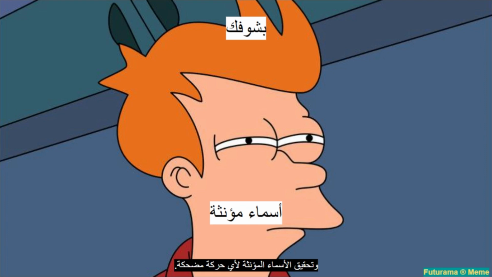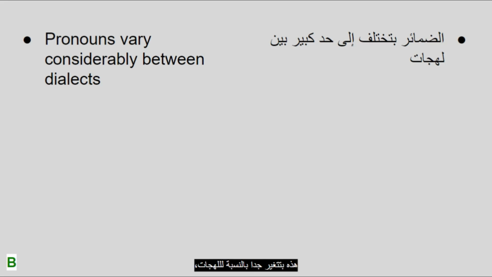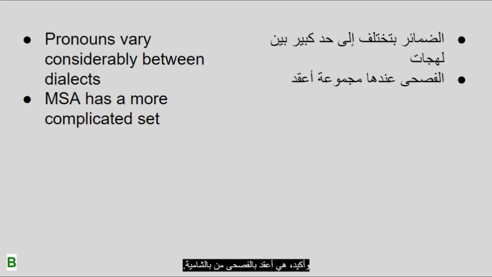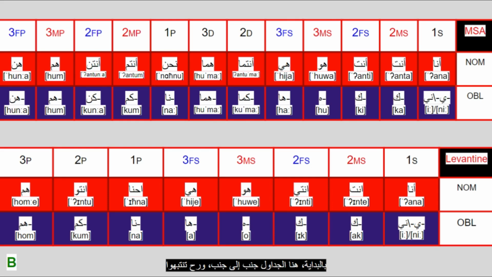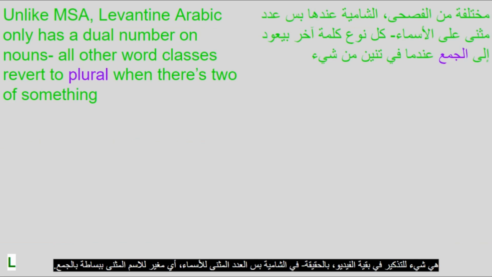Now about the pronouns, and as you may expect, this varies highly on the dialects, and of course they're more complicated in MSA than in Levantine. To start, here are the charts side by side, and you'll notice the obvious difference that MSA has the dual pronouns أنتما and هما, while Levantine Arabic does not. This is something to keep in mind for the rest of the video actually. Levantine Arabic only has the dual number for nouns. Anything modifying a dual noun is just plural.